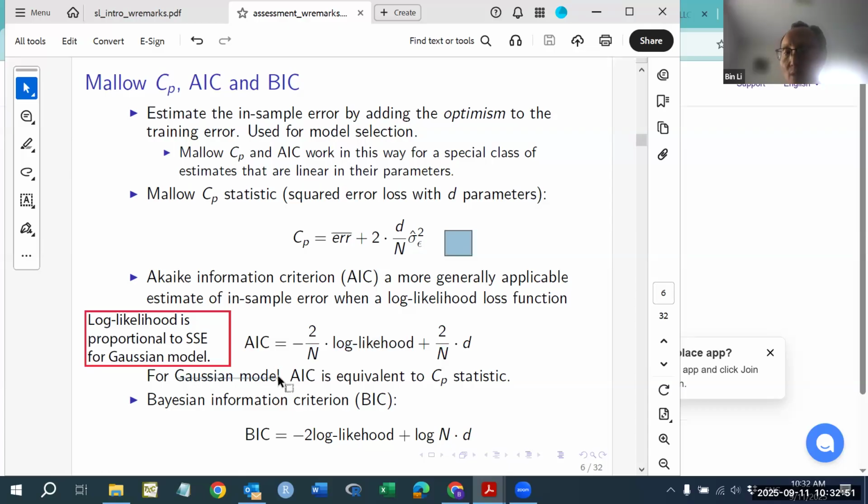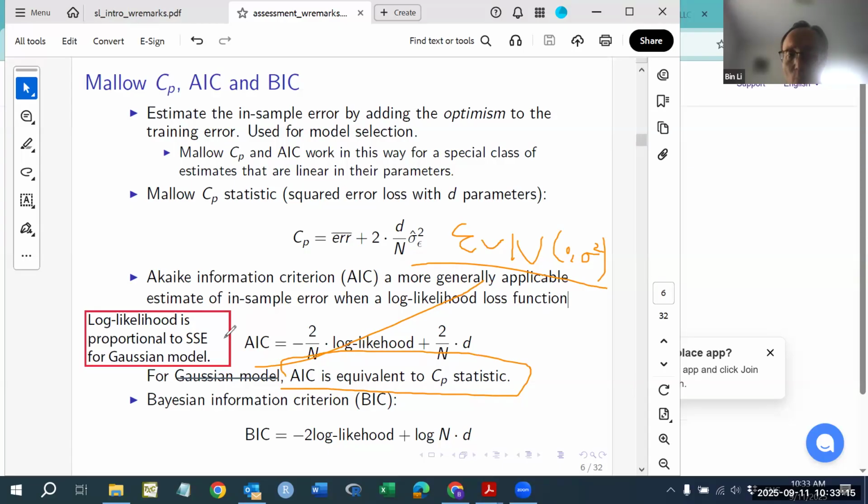So what is a Gaussian model? A Gaussian model says that the error follows a normal distribution. Okay, so that's the Gaussian model. If that's the Gaussian model, AIC and Mallow's Cp are the same. But AIC is more general. It doesn't have to be normally distributed. It can be, for example, a Poisson distribution or a binomial distribution. So that's why AIC can be applied to more general cases.